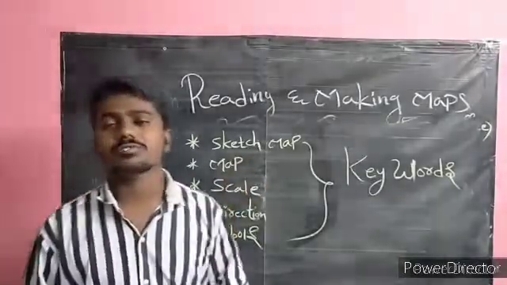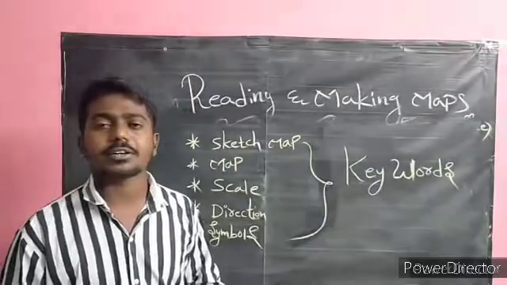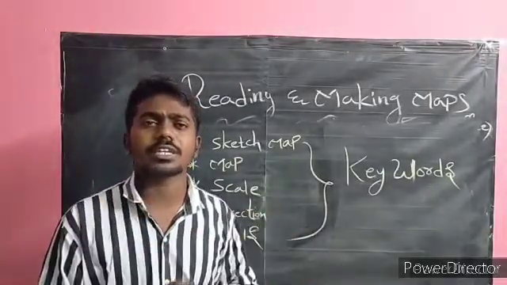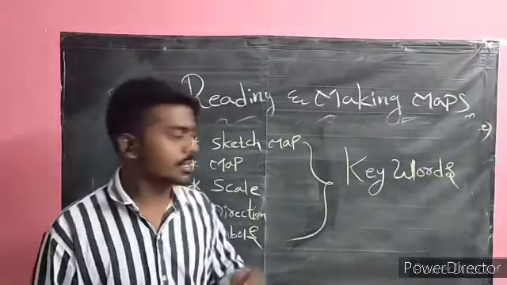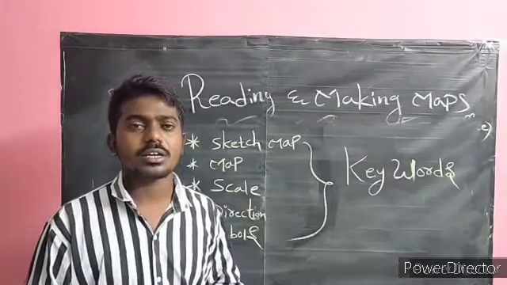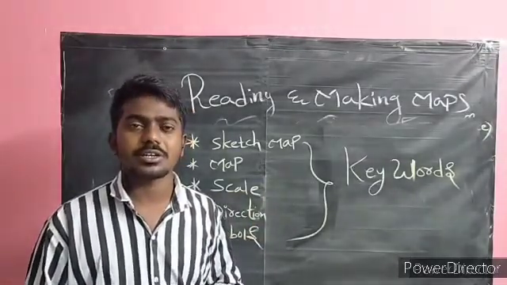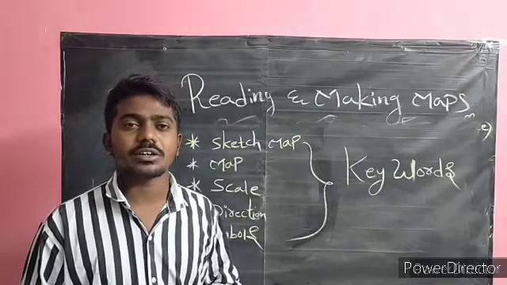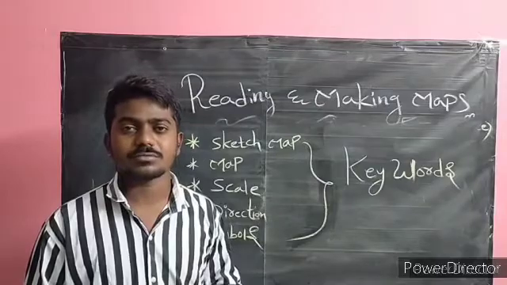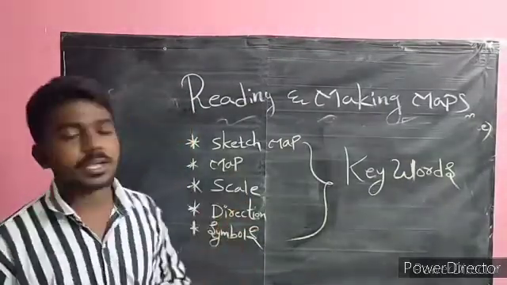I told the definition of the sketch map also. A sketch map is nothing but a map which we can draw easily, but it does not show more information like the map. Next, I told about the map. Map is nothing but a symbolic representation which we can draw on a flat surface to show the different characteristics of the landforms.